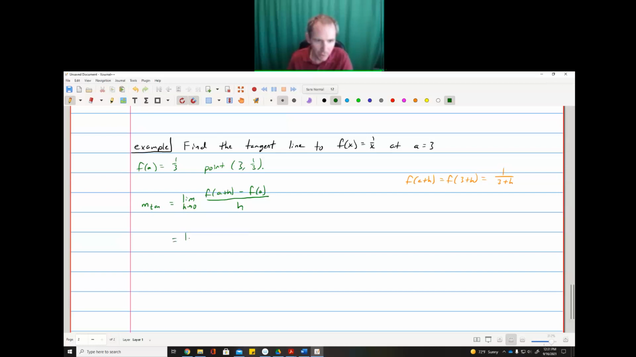So we end up with the limit as h approaches 0 of (1 over 3 plus h minus 1 over 3), and all of that is divided by h. Okay, and we've seen limits like this. In chapter 2, we looked at stuff that looked exactly like this, right? And that was on purpose. So we know our strategy, right? We're going to get common denominators. So I'm going to multiply my fraction on the right by 3 plus, oh, that's too light to see.